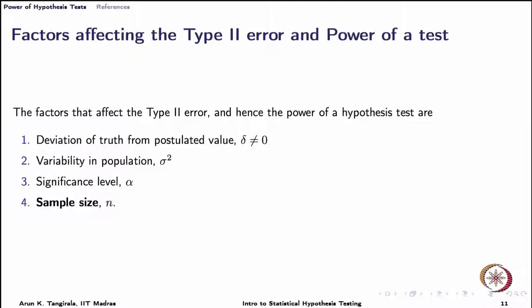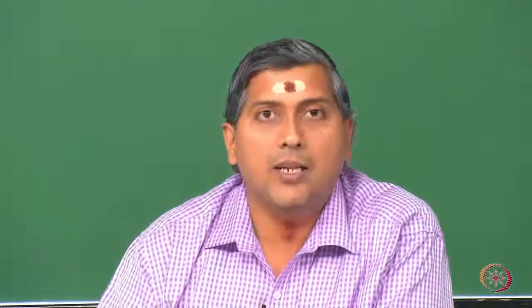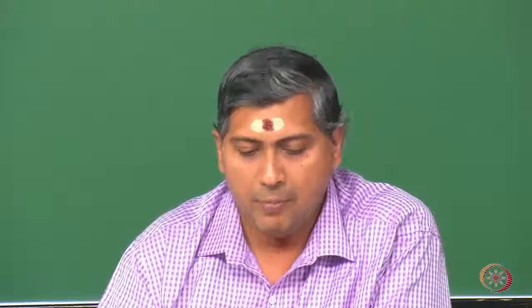We have talked about this earlier as well, what factors affect a hypothesis test. Now, we are asking what factors affect the type 2 error. One is delta, and as we have just discussed, the larger the delta, the easier for the test to detect, but the challenge is in detecting smaller deltas. And then the variability in population, we do not have control over that. Significance level, alpha, we can't really go too low, and the only factor perhaps, if anything, is the sample size.